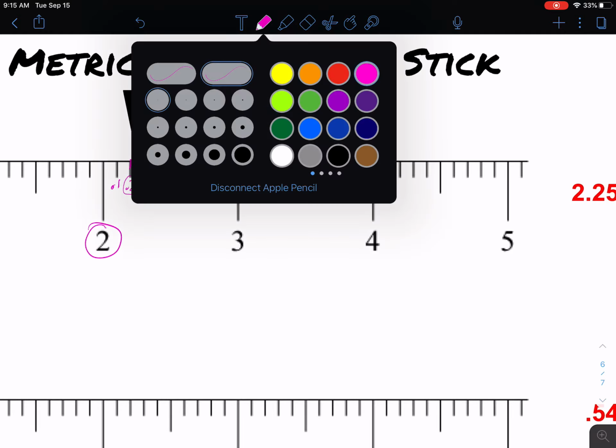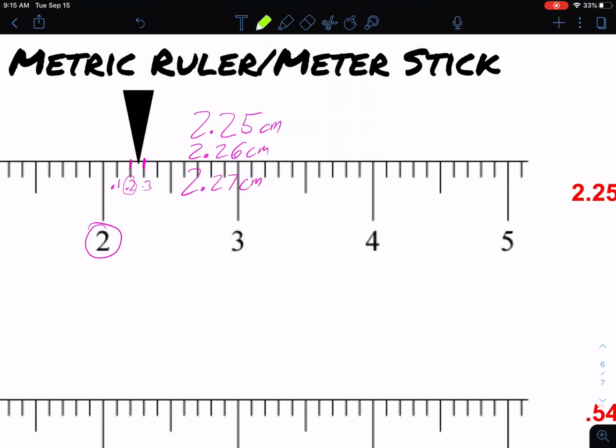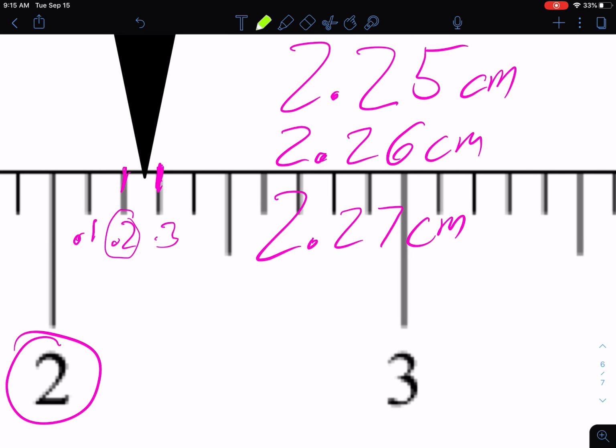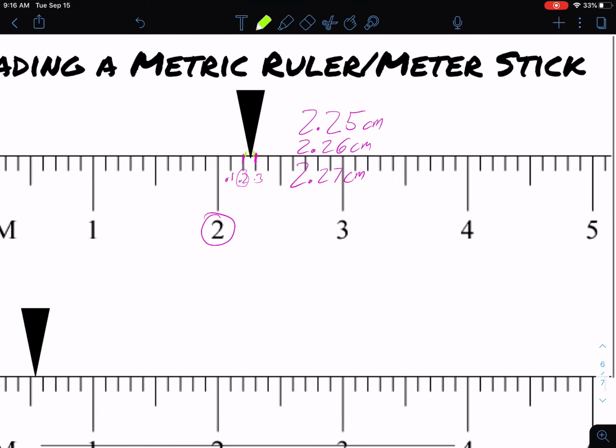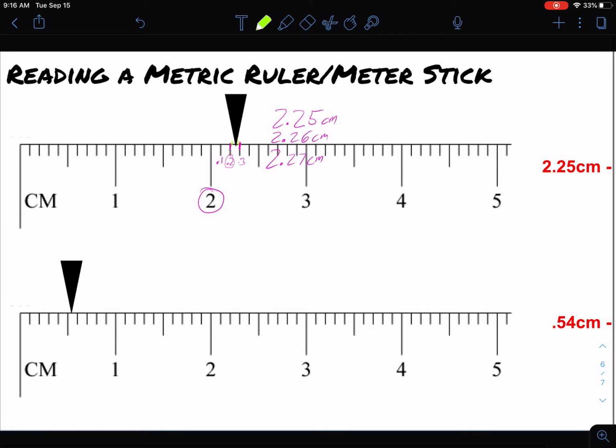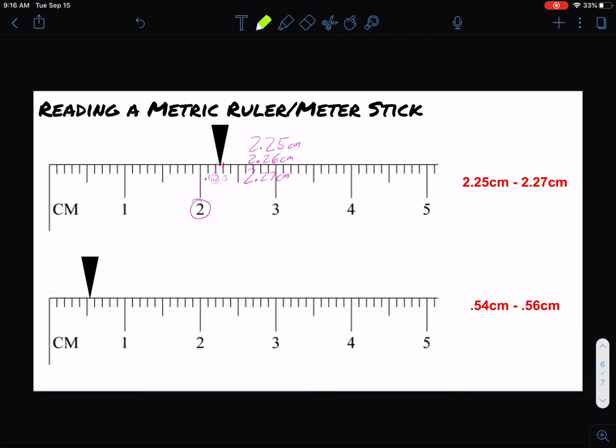When you're talking 2.8 or 2.9, we're talking a measurement that is right down over here. It's really close to the next one. So that's where you're looking at 2.8, 2.9. And this would have been about your 2.21 or 2.22, just so you understand where those would have been. But the correct answer here would have been 2.25 centimeters, 2.26 centimeters, and 2.27 centimeters.